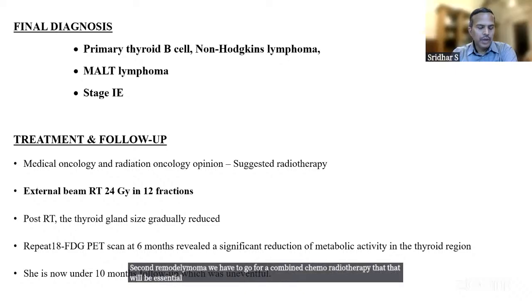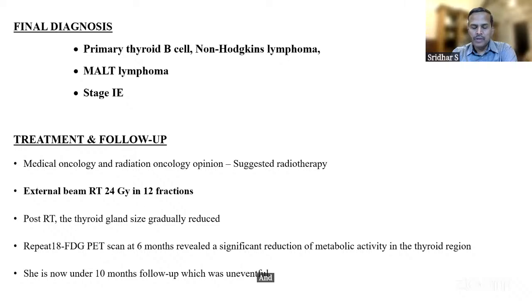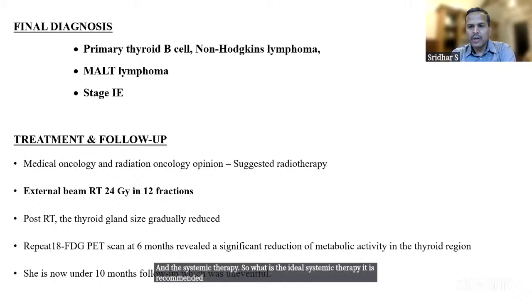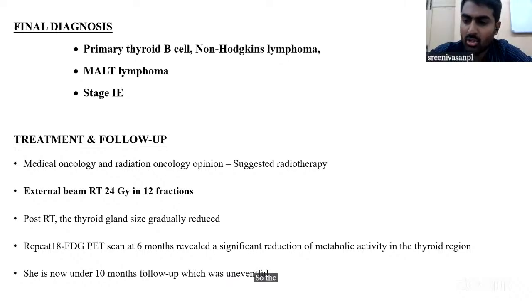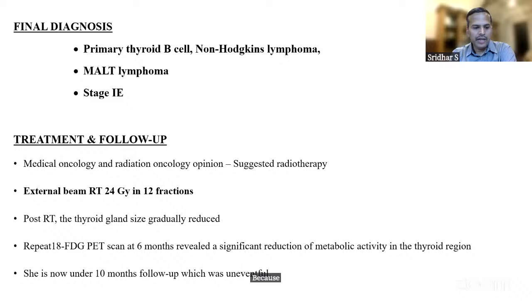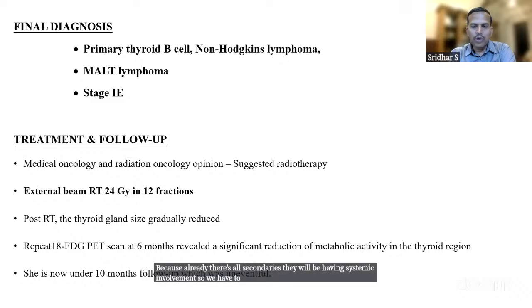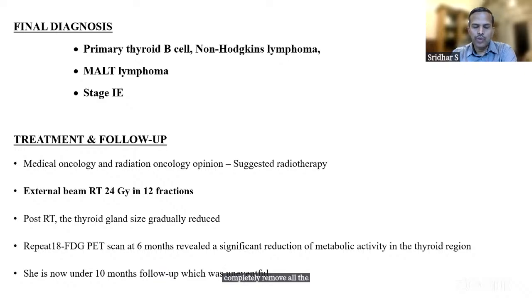And the systemic therapy, what is the ideal systemic therapy recommended for lymphoma chemotherapy? The ideal regimen is R-CHOP. Because in secondary cases, they will be having systemic involvement. So we have to completely remove all the seeding cells throughout the system, whereas this is locally invasive or predominantly restricted to the thyroid gland.